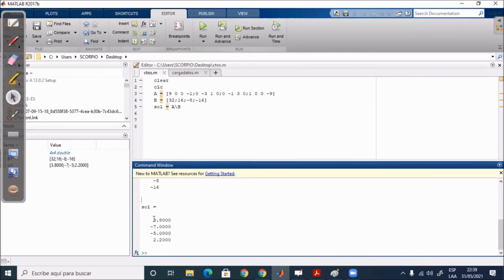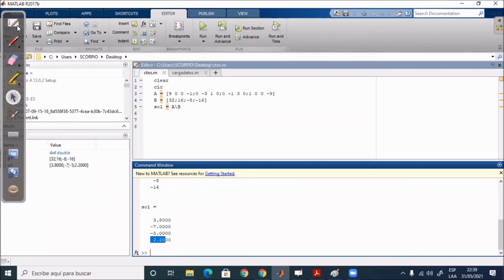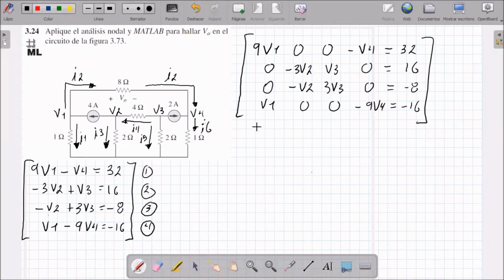And I notice that for the voltage V1 it is 3.8, for the voltage V2 minus 7, for the voltage V3 minus 5, and for V4 2.2. I'm going to put it here: V1 equals 3.8, V2 equals negative 7 volts, V3 equals negative 5 and V4 equals 2.2.